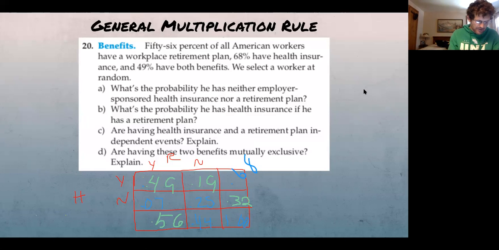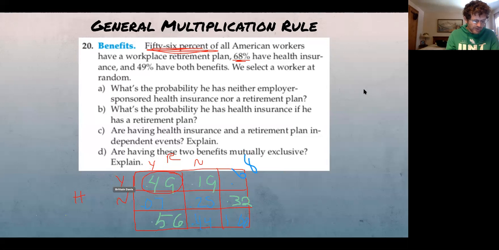2-way table. So just to make sense of where this came from, the 68% and the 56% here, these are the marginal totals, because we're talking about all workers. Out of all workers, 56% have a retirement plan. That's where that goes for marginal totals. Now the health plan, 68% have health plan. So that's where that goes as a marginal total. And then we get into the middle of the table where it says 49% have both. And so this is, yes, they have retirement, yes, they have health, and that's where that goes.